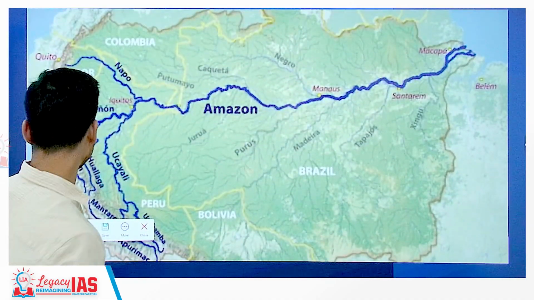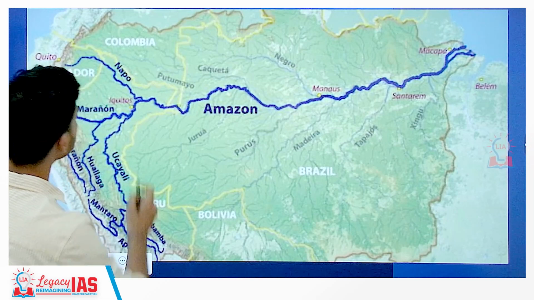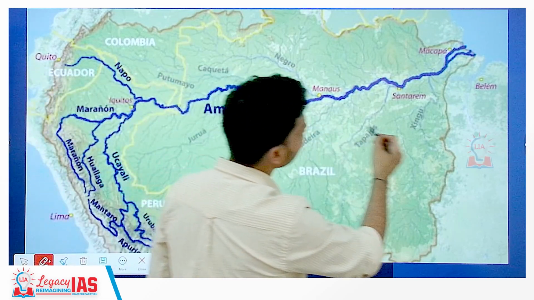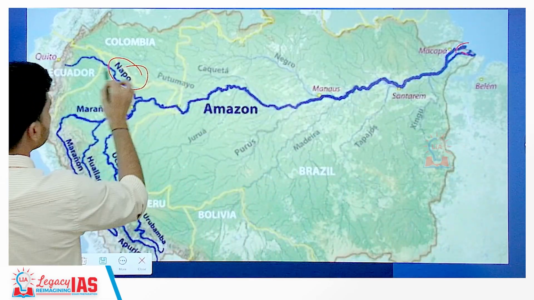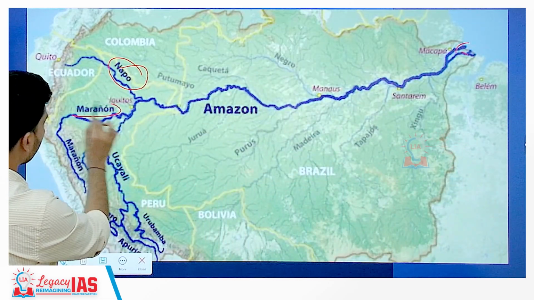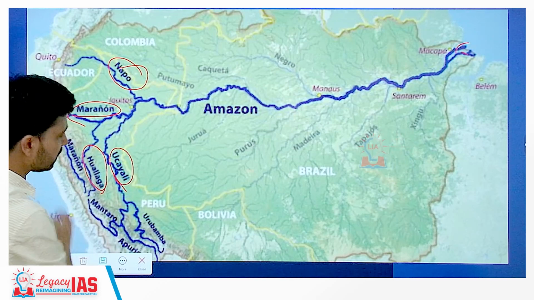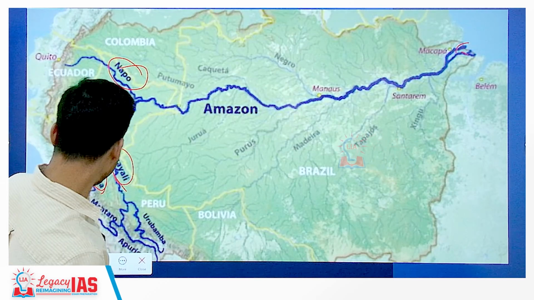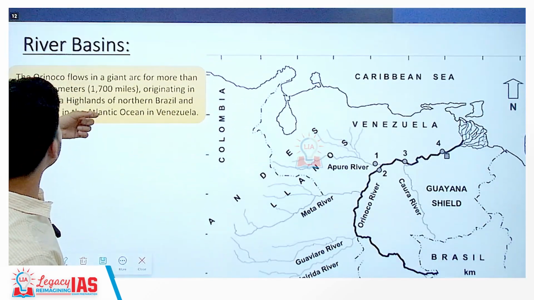To understand the expanse of the Amazon, that is the map as you can see here, and this is the Amazon River flowing from west to east, and then you have some important tributaries such as the Napo river, the Maranon river, the Ucayali river, and the Hualaga river. All these streams originate from the glaciers of the western mountains, that is the Andes mountain range.